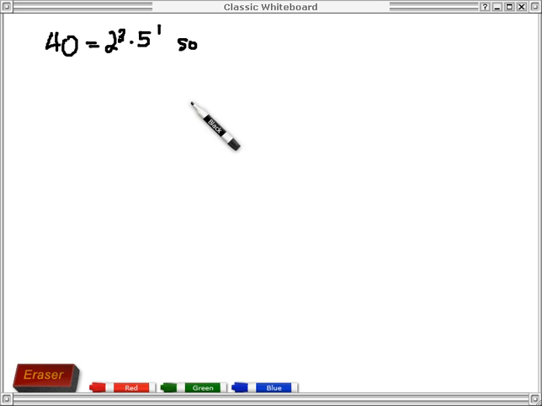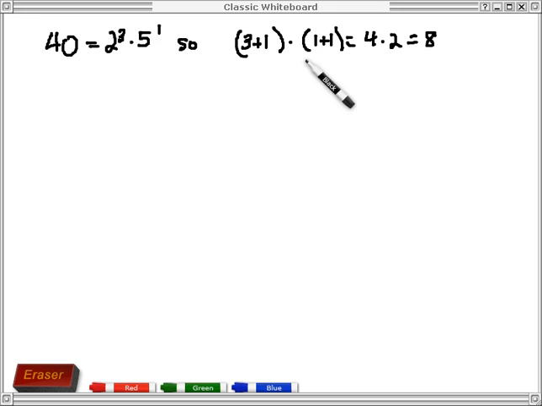So to go back to the other examples as to how I could tell how many rows to put in my chart, if I had 40, was the first number, well, it's 2 cubed times 5 to the first when I was done with the prime factorization. Well, that means I'm going to take 3, add 1 to it, because I could have 0, 1, 2, or 3 copies of 2, which gives me 4. And then I have 1 as the number of 5s. It's 1 plus 1 is 2. And so 4 times 2 gives me 8 as the total number of factors.